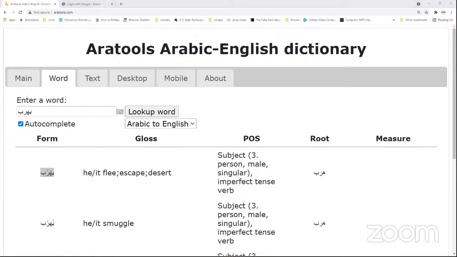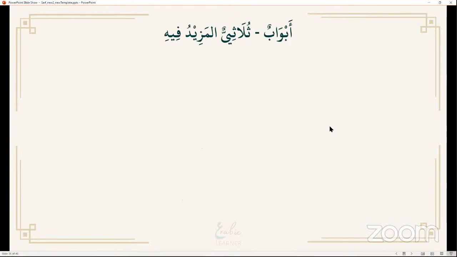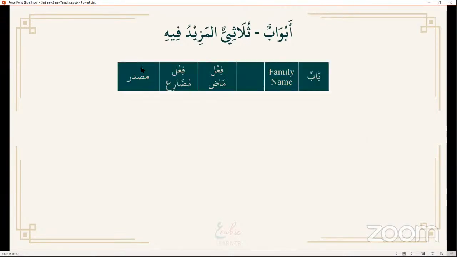Okay. So this is how you go with Thulathi Mujarrad. Clear? Is there any difficulty here? This is the difficult part, to identify the bab of Thulathi Mujarrad. Mazid Fi is very easy. Okay. No question, then I will go to the next slide. So let's see Mazid Fi.